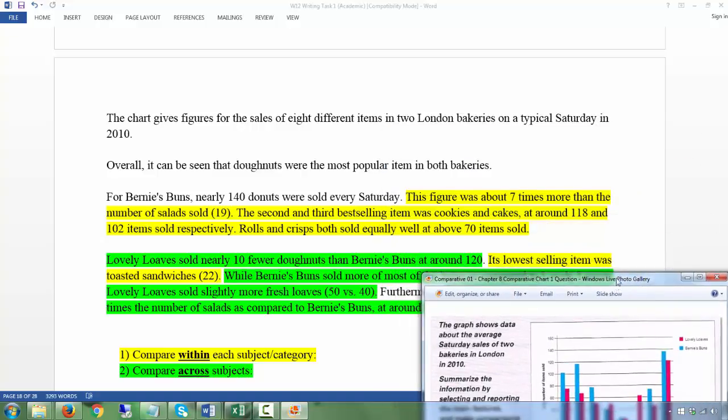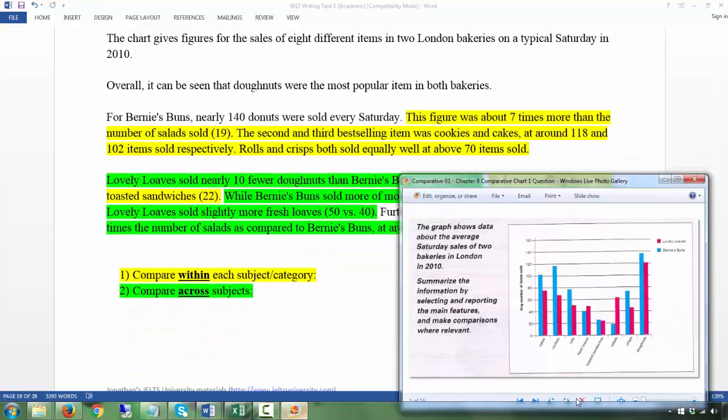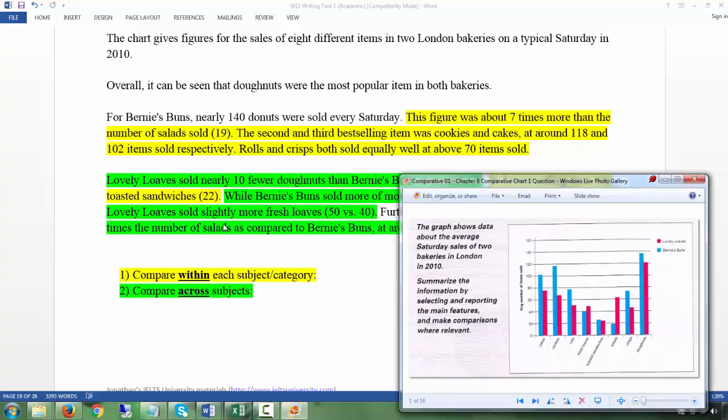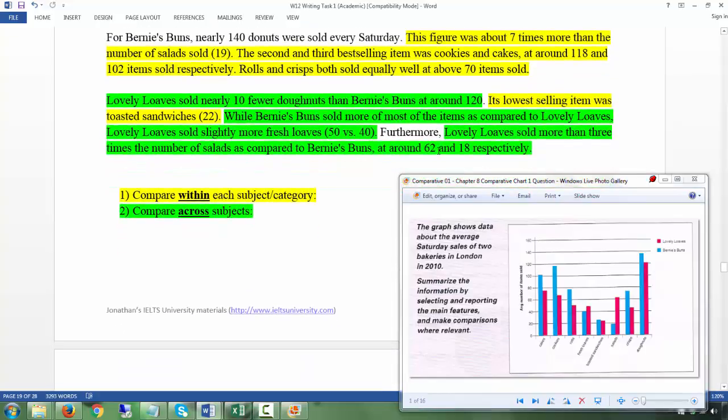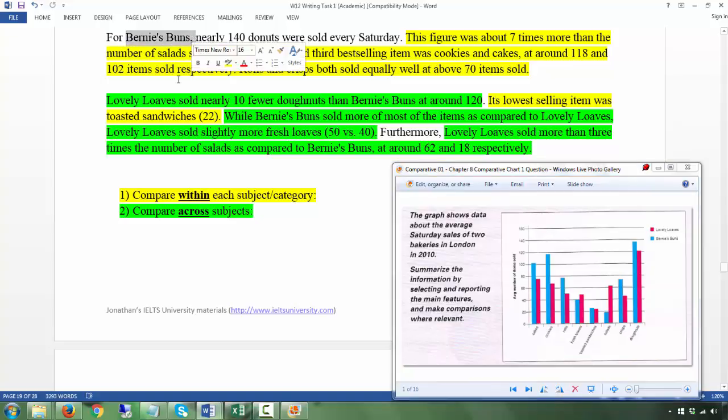Then you go to body 1, body 2. Again, you have a choice how you're going to divide. You have to make a decision how you're going to divide body 1 and body 2. What you could do is, here, body 1, I focus on Bernie's Buns. Body 2, I focus on Lovely Loaves. So I go Bernie's Buns.